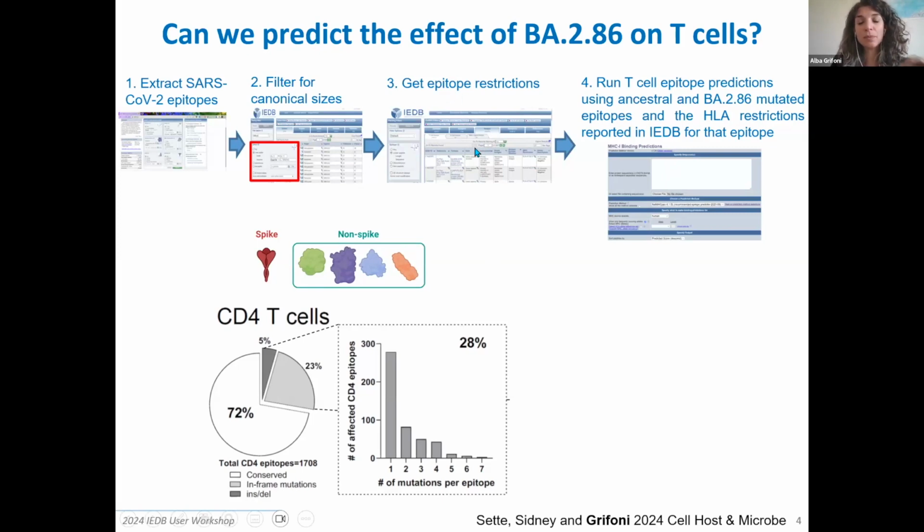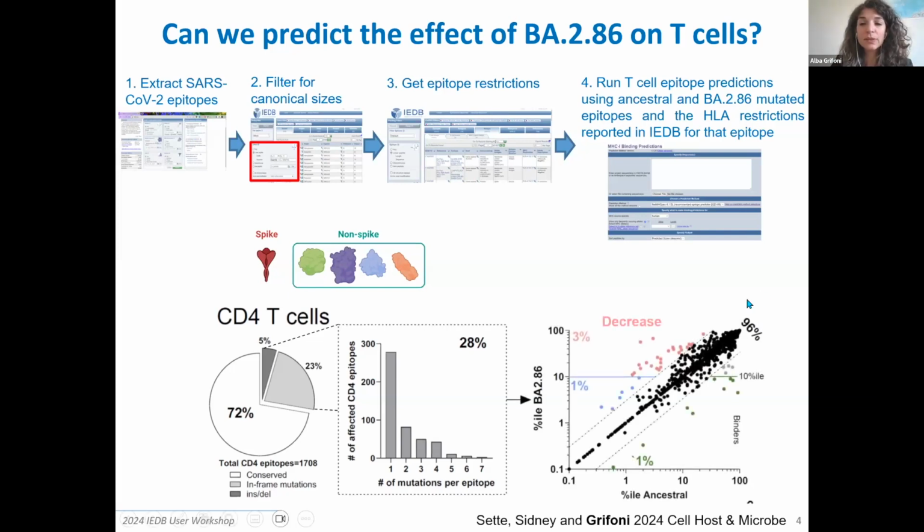Once we got the epitope restriction combination based on experimental data, then we went back and used the IEDB tools to really ask, if I look at my original ancestral epitope, and then I look at the peptide that contains the mutation for BA.2.86 in the same combination, so with the same restriction, do I still have a peptide that is going to be able to bind to that HLA or not? And so this is a recap of our analysis.